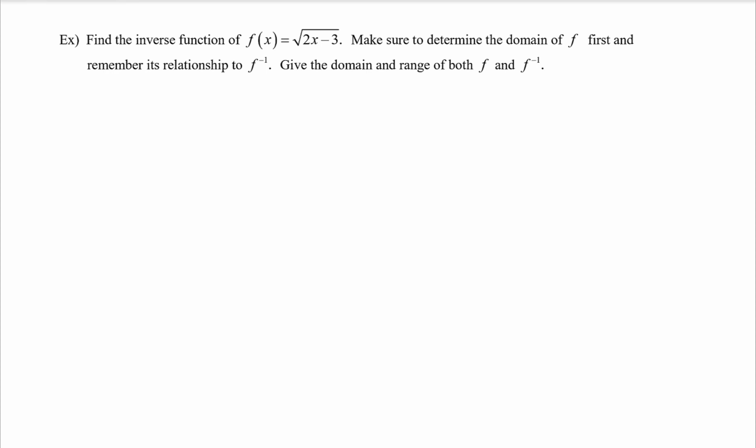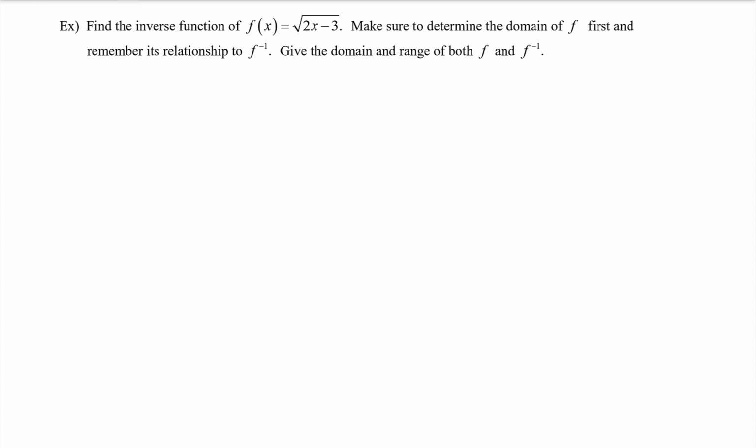Let's do another one. Now notice the way that the example is written. They're telling us that the inverse is going to be a function, because it says find the inverse function. So it's making it a little bit easier for us, but normally you'd want to check if it's 1-to-1.